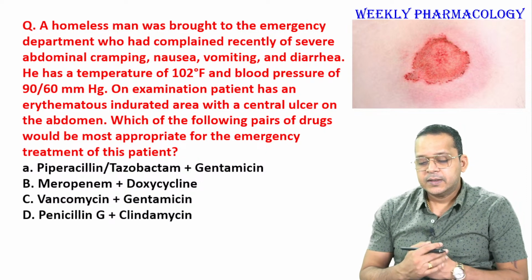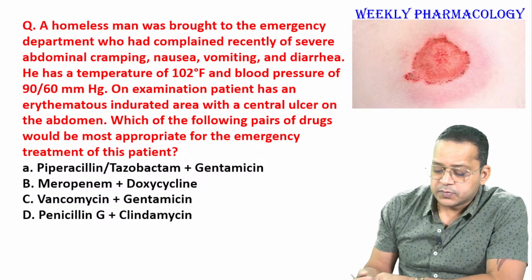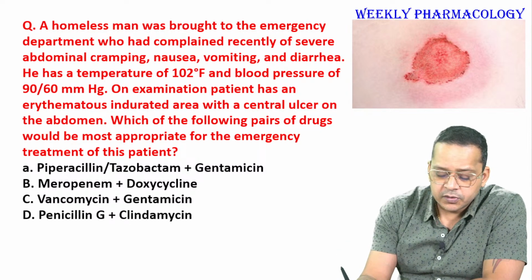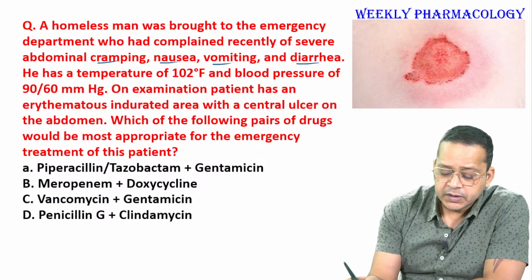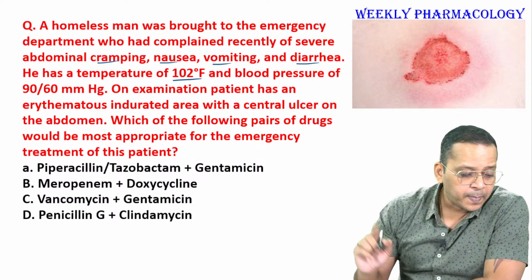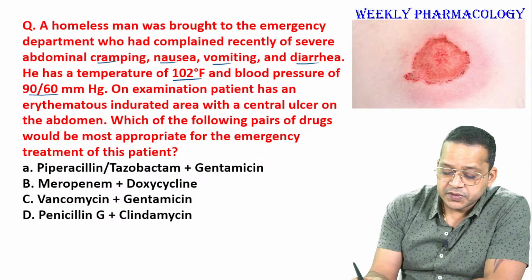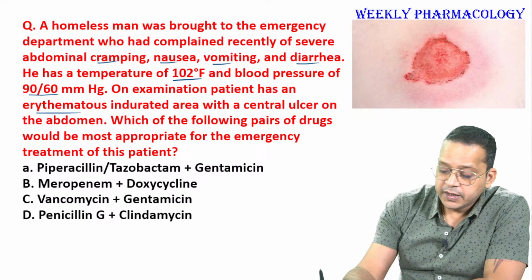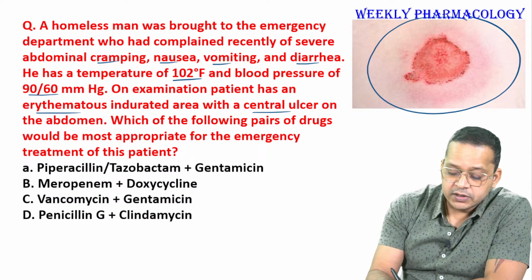It's a clinical case, a long clinical case that I made for you guys. A homeless man was brought to the emergency department who had complained recently of severe abdominal cramping, nausea, vomiting, diarrhea. He has a temperature of 102, right? Blood pressure of 90/60. On examination, the patient had an erythematous area, as you can see in the picture, right? With a central ulcer in the abdomen.